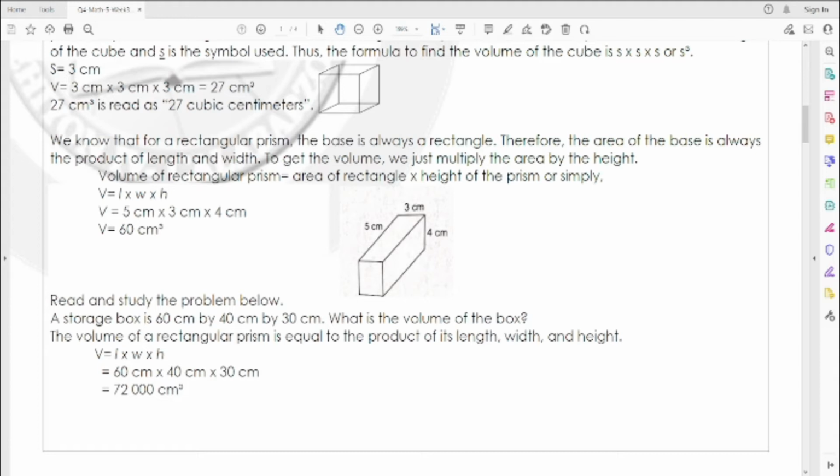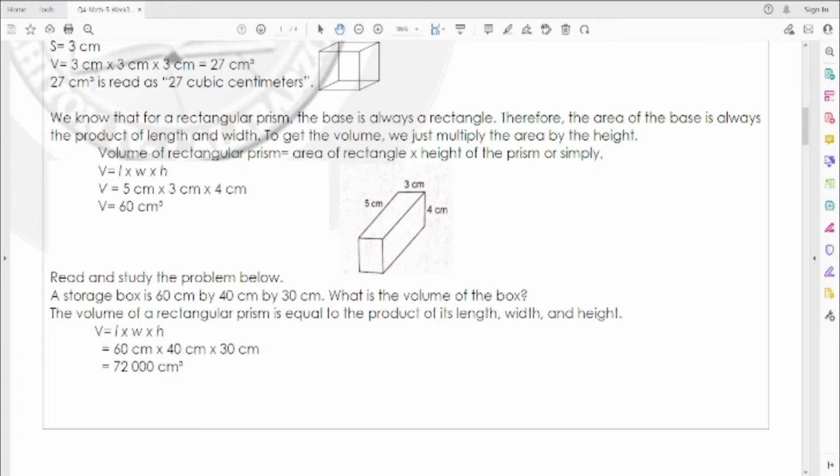So let us apply the given to our formula. V is equal to 5, which is our length, times 3, which is our width, and times 4, which is our height. So 5 times 3 times 4 centimeter is equal to 60 cubic centimeter. Read and study the problem below.